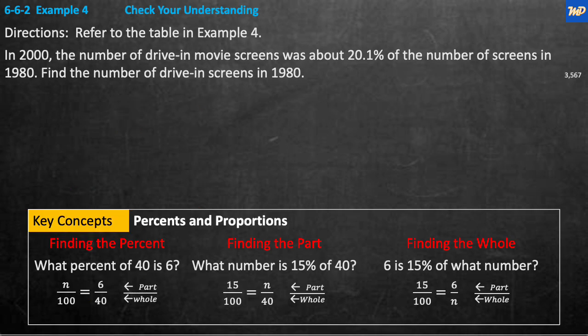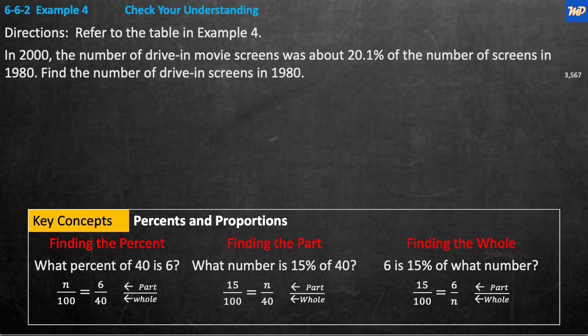Okay, example 4, check your understanding. Refer to the table in example 4. The important number in there is going to be the 717 screens. If you want to back up your video, you can see that screen again. It literally says in the year 2000, there were 717 screens. What this problem is asking for is how many screens were there in 1980? Because the 717 screens in 2000 is 20.1% of the number that was way back in 1980. So you're going to work on this on your own, and you're going to come back.